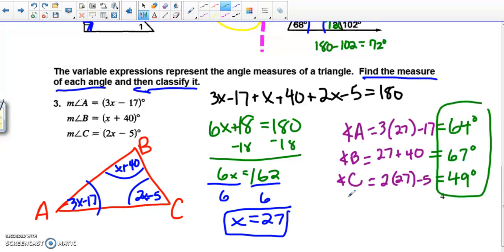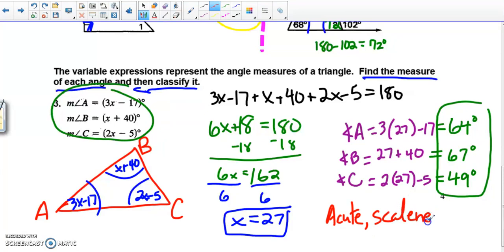All right, so we're done. I carefully plugged in what x equals into my angle measures. And what's kind of nice is that this is a really easy way to check your work. 64 plus 67 plus 49, that does equal 180 if you check it out. So it means we did our math correctly. Now, since all of those angles are less than 90, it makes it acute. And since they're all different, it also means that it is scalene. So there's my final answers. Angle measures, acute, scalene triangle.